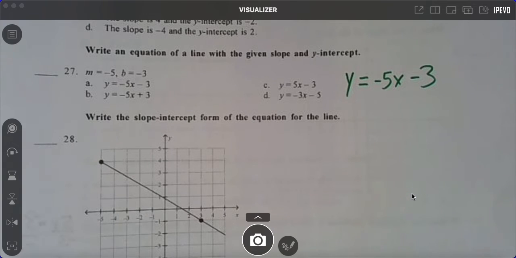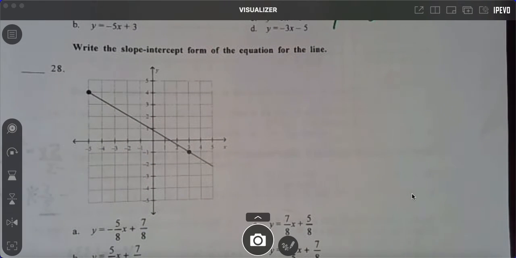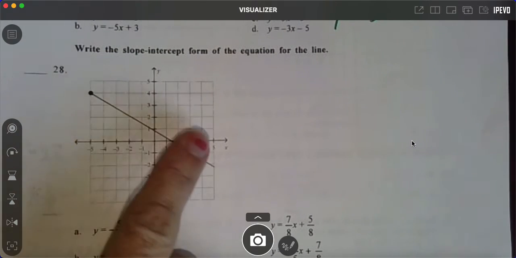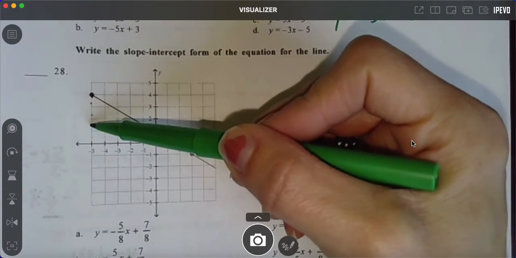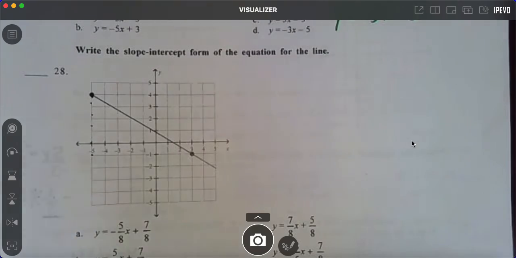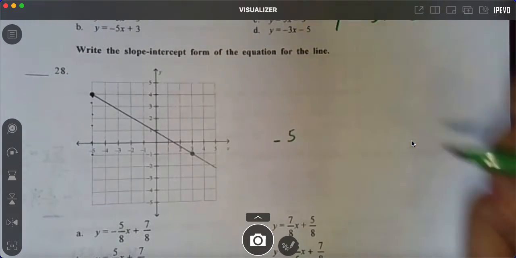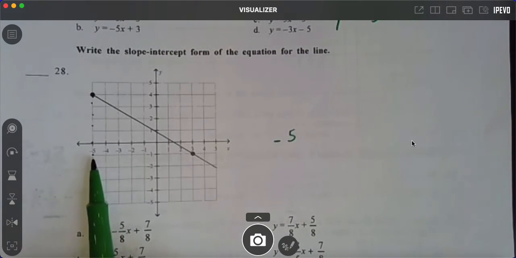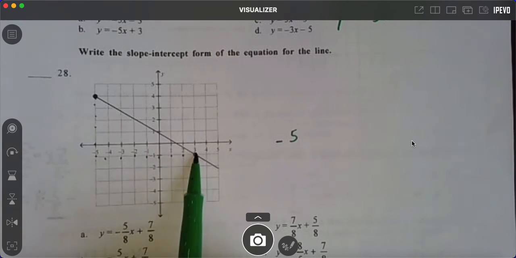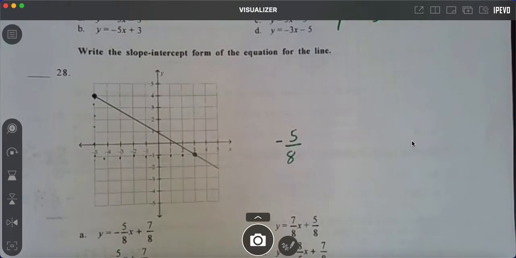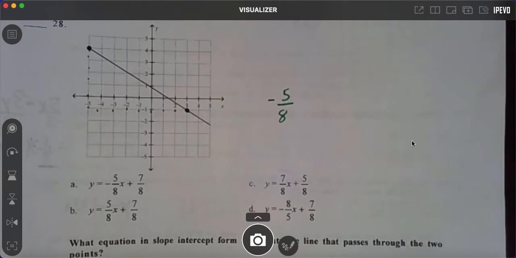Eight, the first thing you need to do is find the slope. They give you the 2 points, right? So we need to go from this point to this point. How many am I going to go down? 1, 2, 3, 4, 5. So down 5, I'm going to write a -5. Then how many do I need to go over? 1, 2, 3, 4, 5, 6, 7, 8. So down 5 and over 8. You should already be able to tell your answer. What is the slope? Which one has -5 over 8?